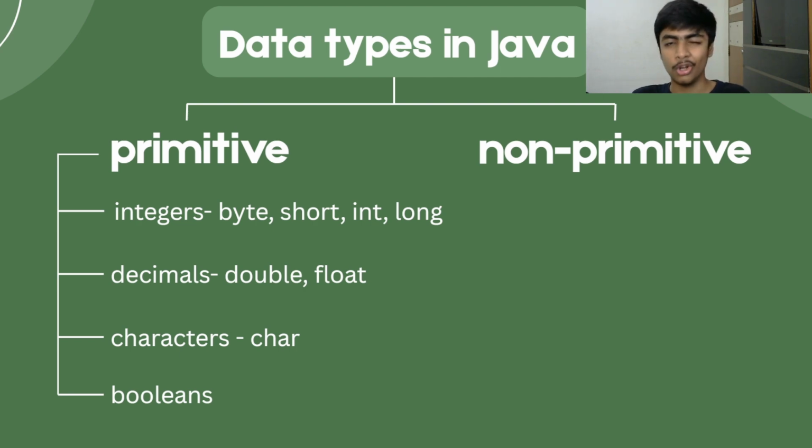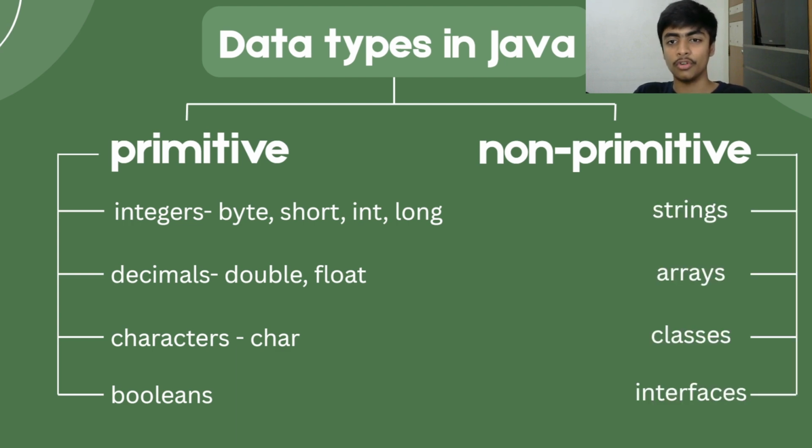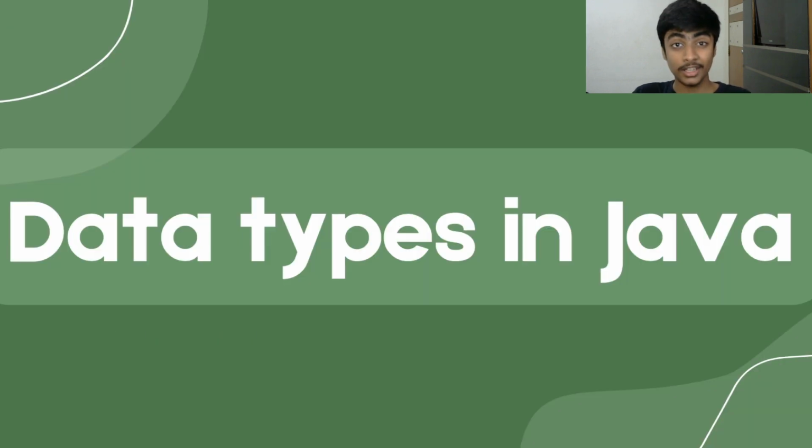Non-primitive data types are a lot more complex, and we'll learn about them much later in programming. But the general types of non-primitive data types are strings, arrays, classes, interfaces, and many more. Remember, these are user defined, so there are different types of non-primitive data types. And that's it about data types in Java. In later videos, we're going to make variables and we're going to assign them values using these data types.